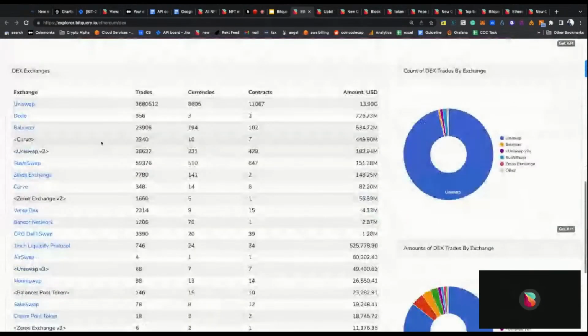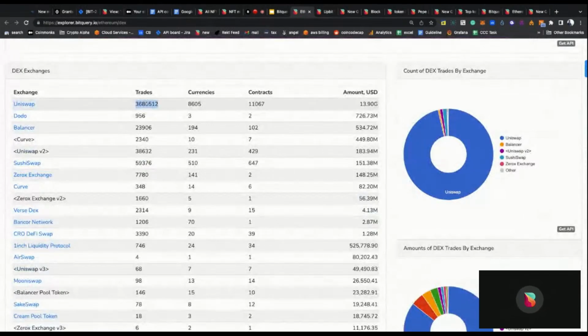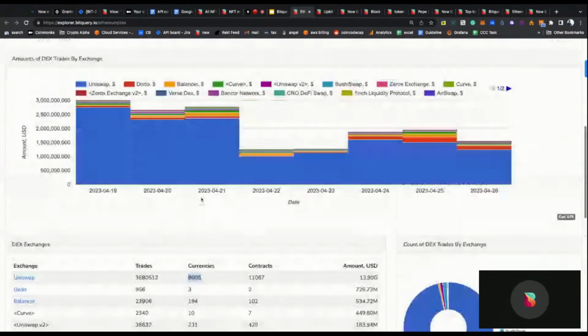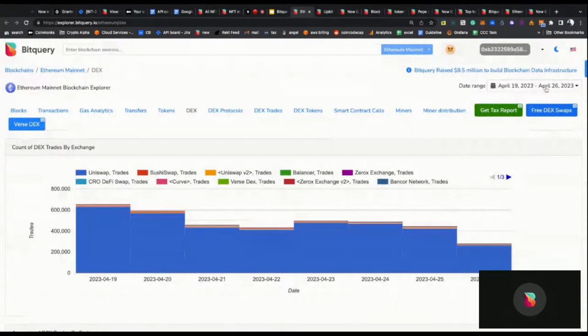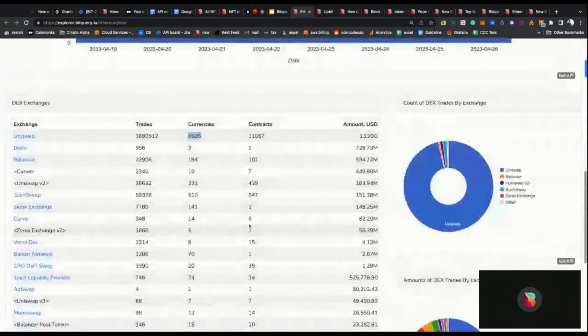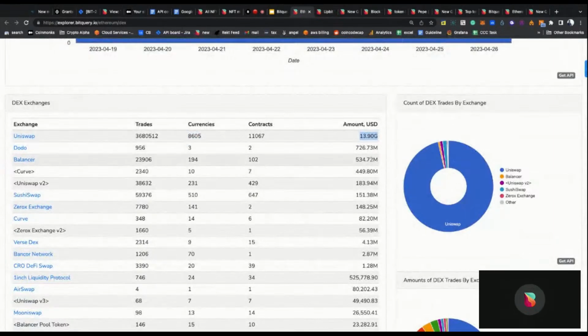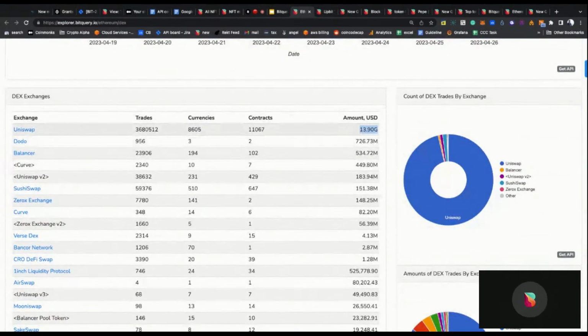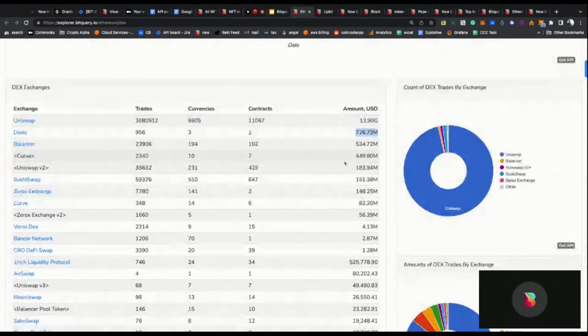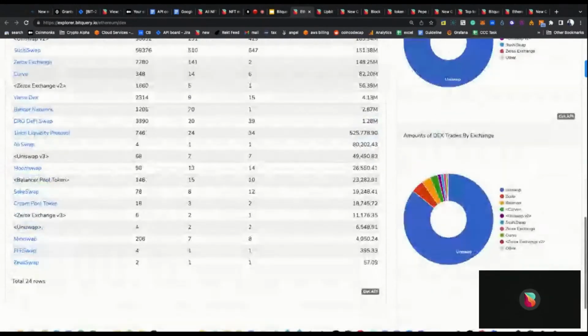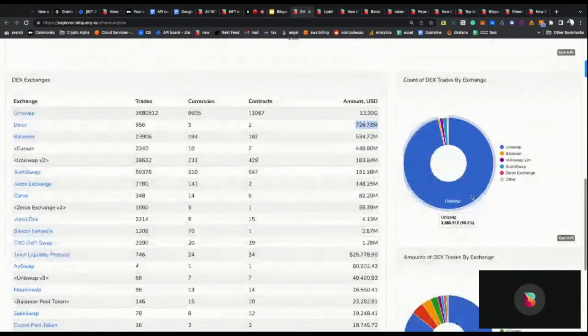You see this number of trades which happens on Uniswap is way more than anything else. There are a lot of currencies also there in terms of currencies. And remember, this is data for last 1 week. You can change dates here. So yes, how much trade and volume happens on Uniswap when compared to other exchanges. For example, Uniswap did around 14 billion, Dodo around 726 million in last 7 days. And you see distribution of this count and volume.